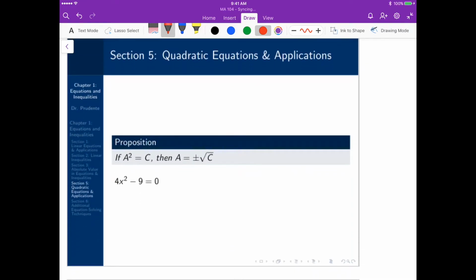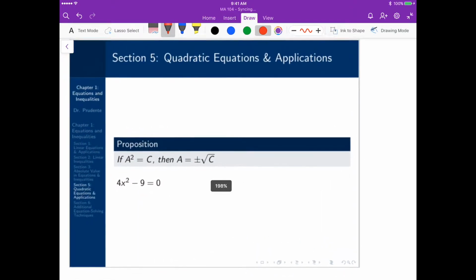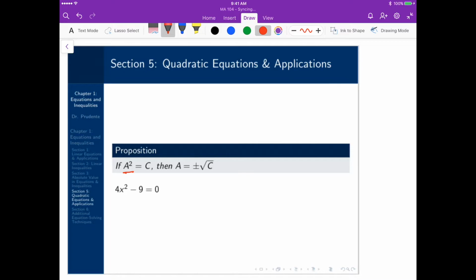There is another way we can think about factoring, and this is what we call the square root property. It says if a squared is equal to c, then I can take the square root of both sides, but I have to remember to include a plus or minus. And this is really helpful for any polynomial in the form ax squared minus c is equal to 0, where the bx term is left out.